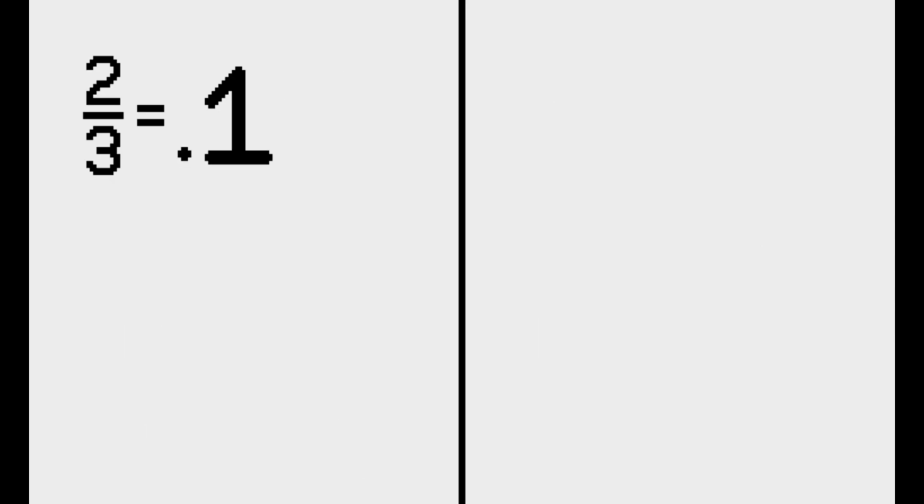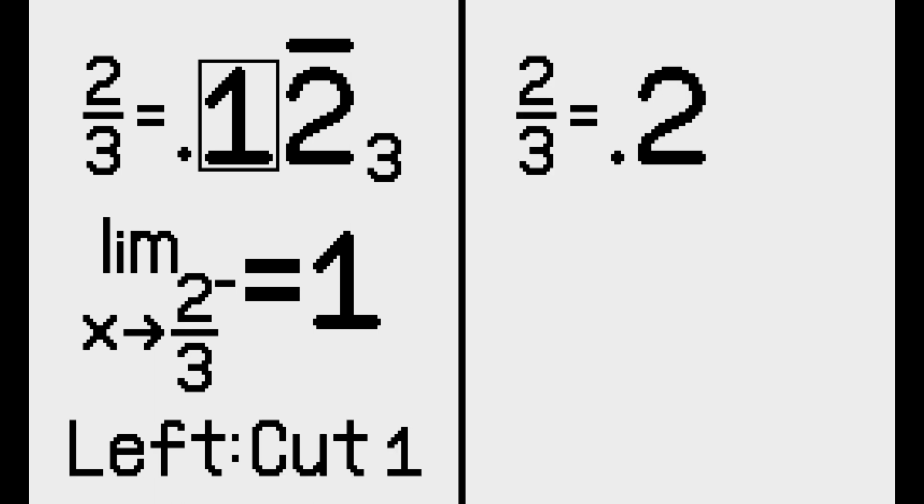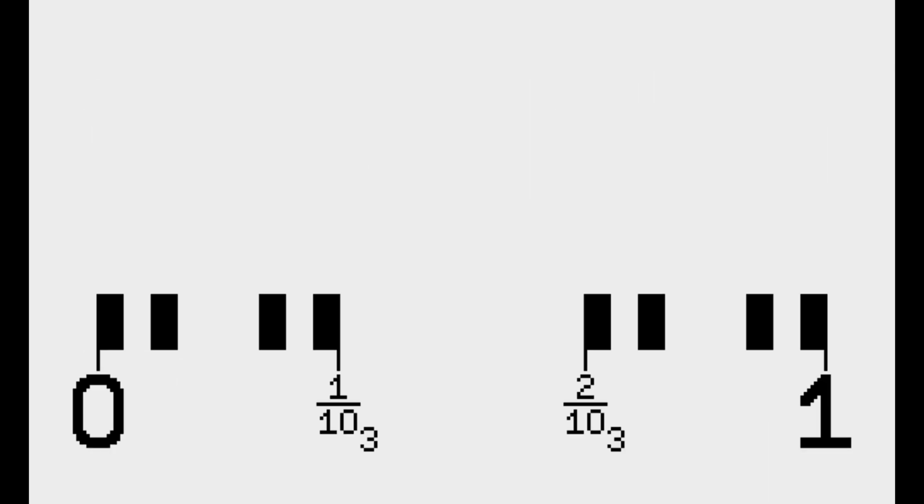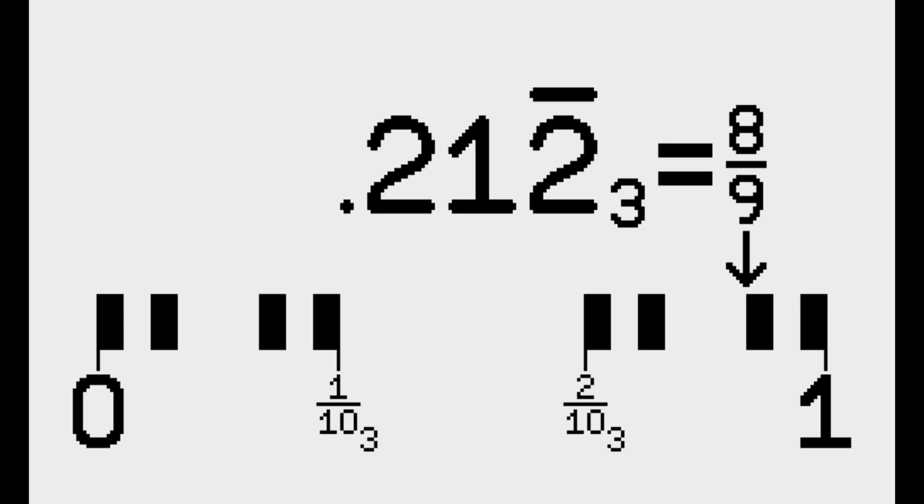2/3 can also be represented very similarly as 0.12 with 2s repeating. So 2/3 is also ambiguous. In fact, all numbers that end with a 1 followed by infinite zeros are on the left side of a cut, and all numbers that end with a 1 followed by infinite 2s are on the right side of a cut.